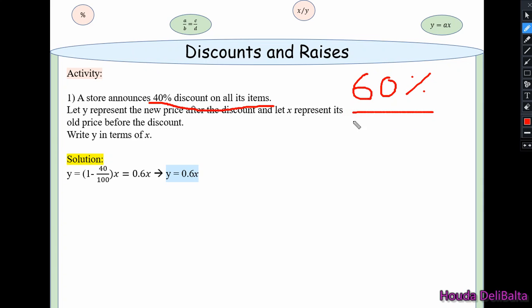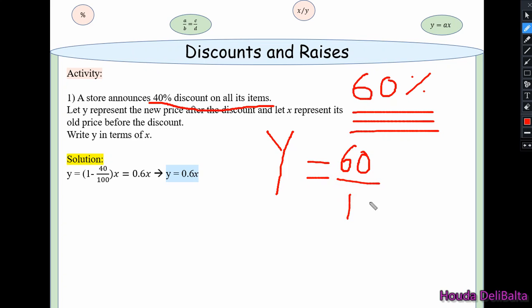And all I care about is what I am going to pay. So that's what I care about, the payment, the percentage of payment, and not that of the discount. But the percentage of the discount tells me the percentage of the payment. So I can directly say that the new price is going to be just 60% of the old price. So 60% of the old price X.